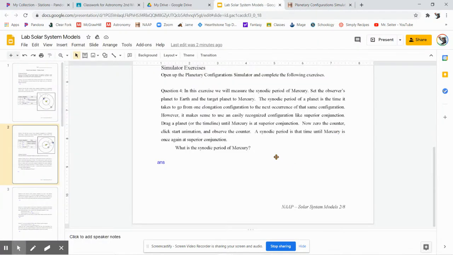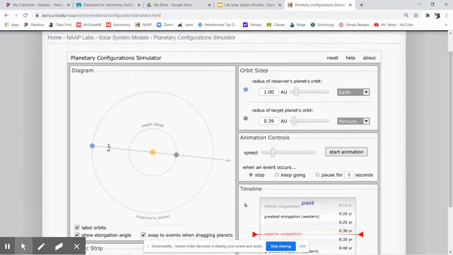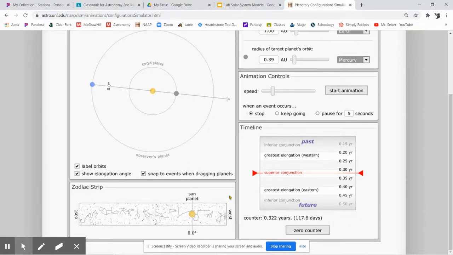What is the synodic period of Mercury? Well, the synodic period, again, is 0.322 years or 117 days. Make a sentence. Just don't write those numbers down. There are places in this lab where you can write those numbers down, but let's do it this way for now. All right. Give me a sentence here.